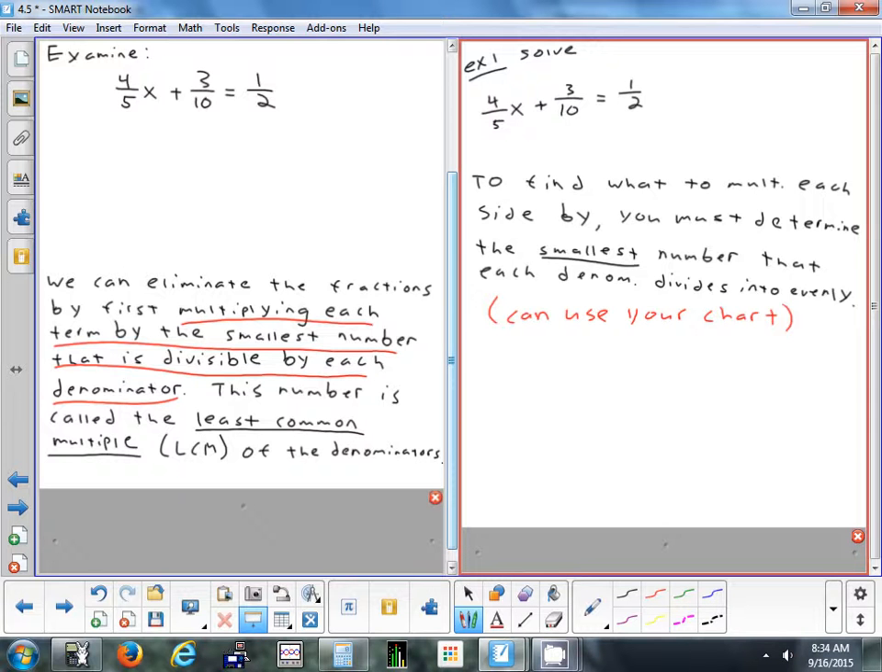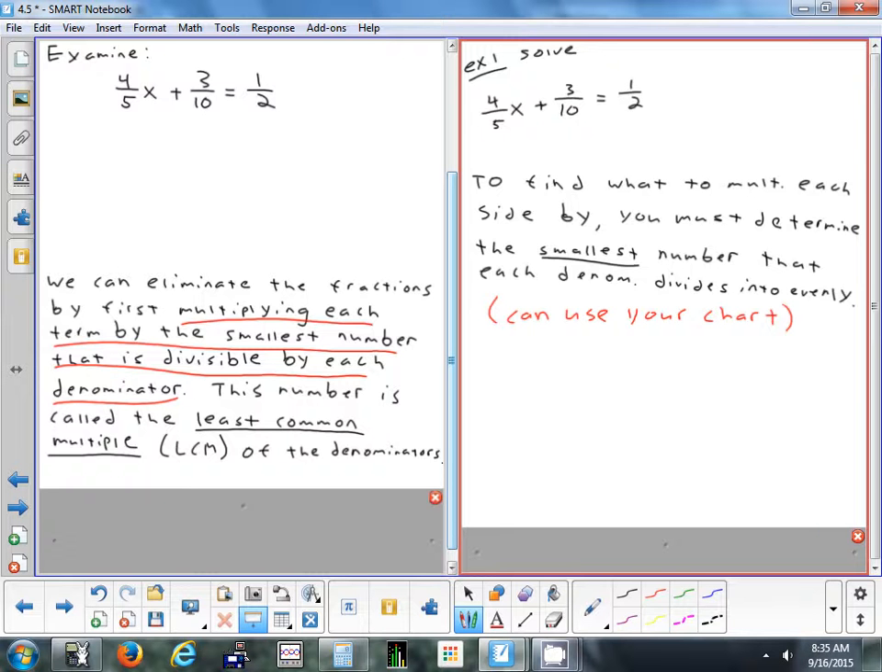All right, so let's take a look at this. We're actually going to do the very first problem I just showed you. 4/5 x plus 3/10 equals 1/2. So to find what we've got to multiply everything by, you need to find the smallest number that each denominator would divide into. We've got to find a number that 5 goes into without remainder, a number that 10 goes into without a remainder, and a number that 2 goes into without a remainder. The smallest one we can think of. And you guys already told me what it was.